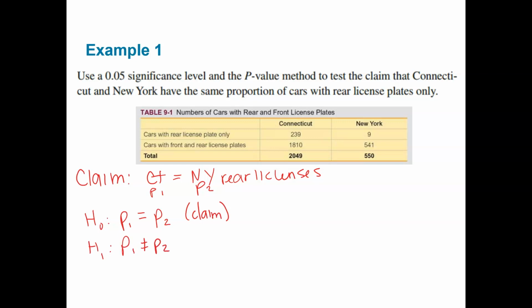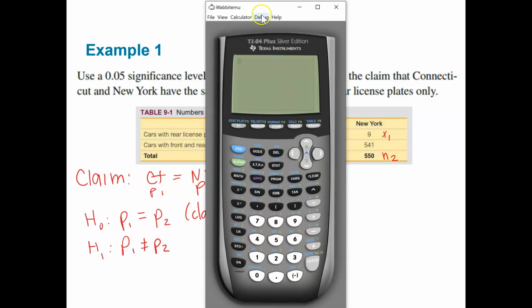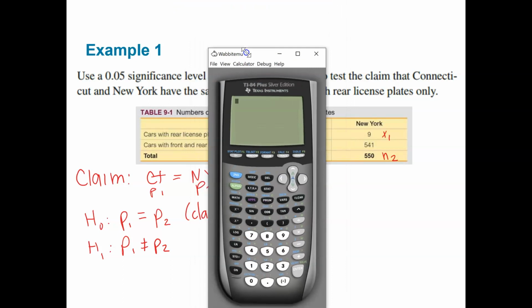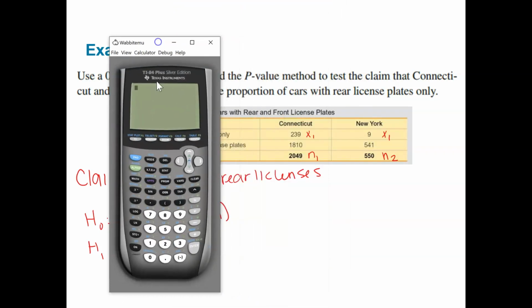So now we're going to just make sure here that Connecticut, this cars with rear license plate only, that's what we're talking about. That's our X1. And this is our N1. New York X2, N2. Okay, let's take out our calculator here. So for our calculator, we're going to go to stat, tests, and we're doing the two proportion z test.